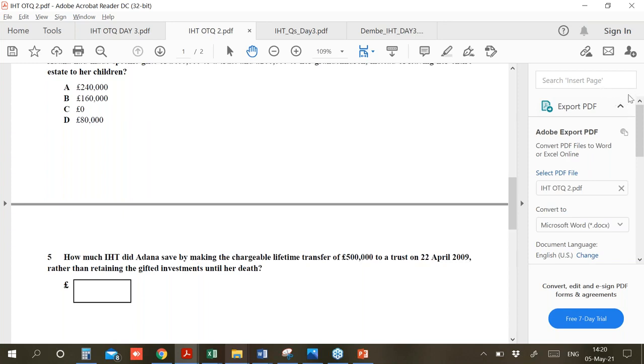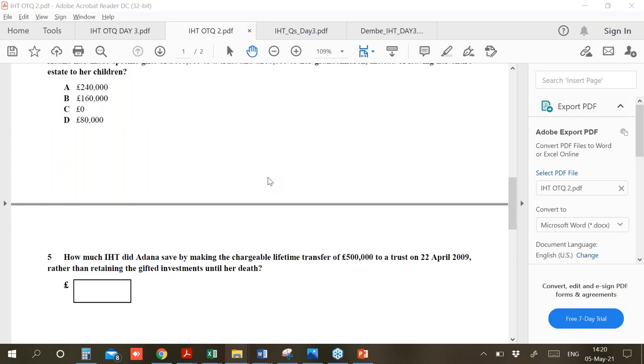So guys, Asma asked, no annual exemption? Sir, does that also save the annual exemption of 3,000? The annual exemptions are available in the lifetime, Asma. They do not have any impact on the death, because if she had made them in the lifetime, the annual exemption would have been available. However, if she had retained them at death, there are no annual exemptions available at death.